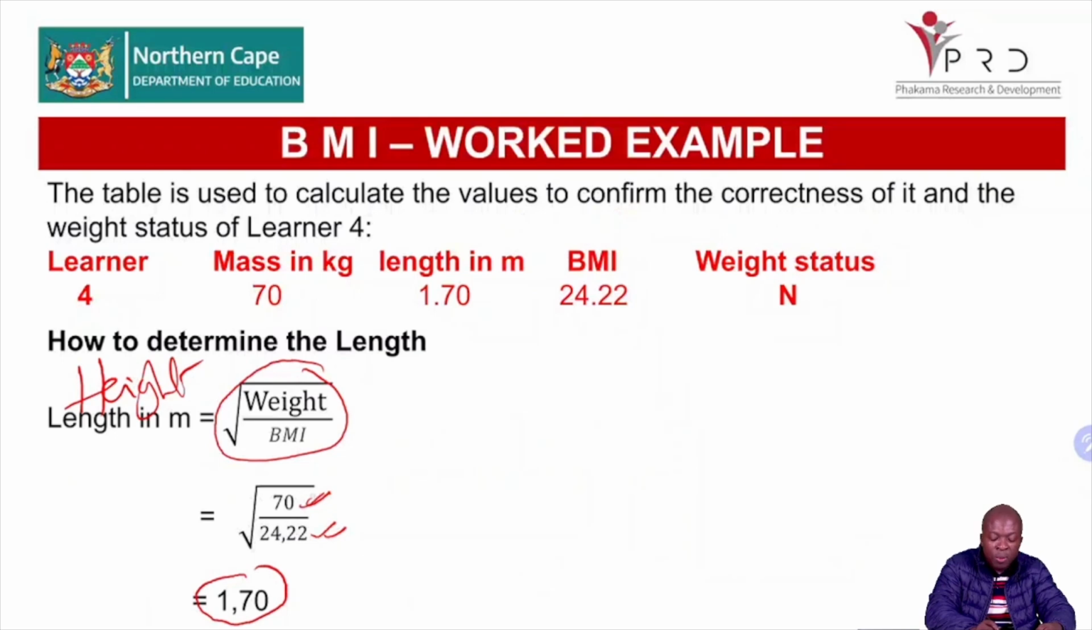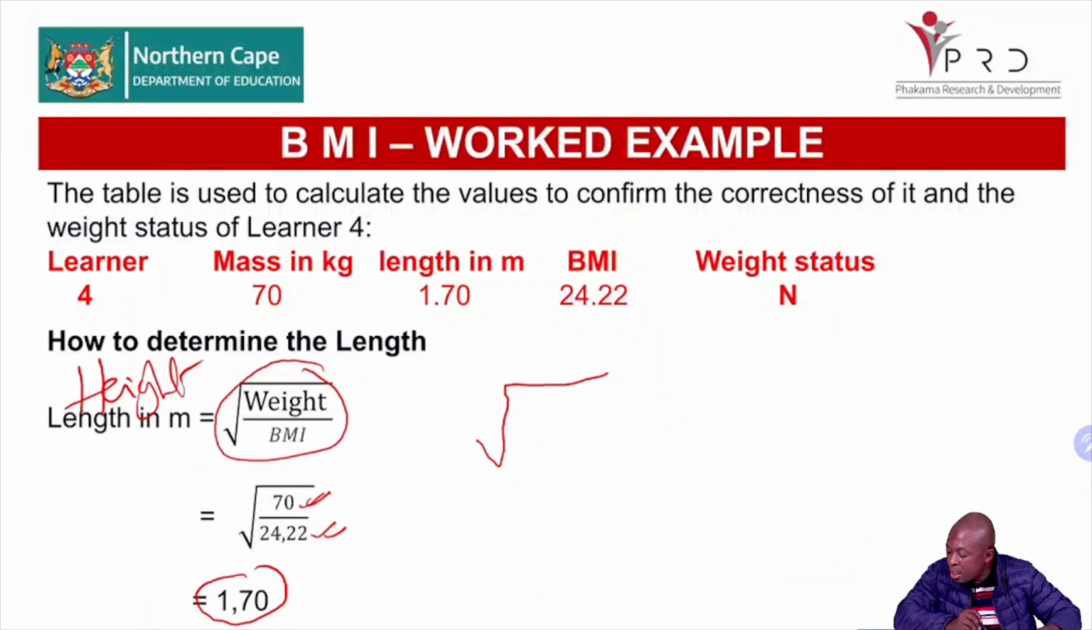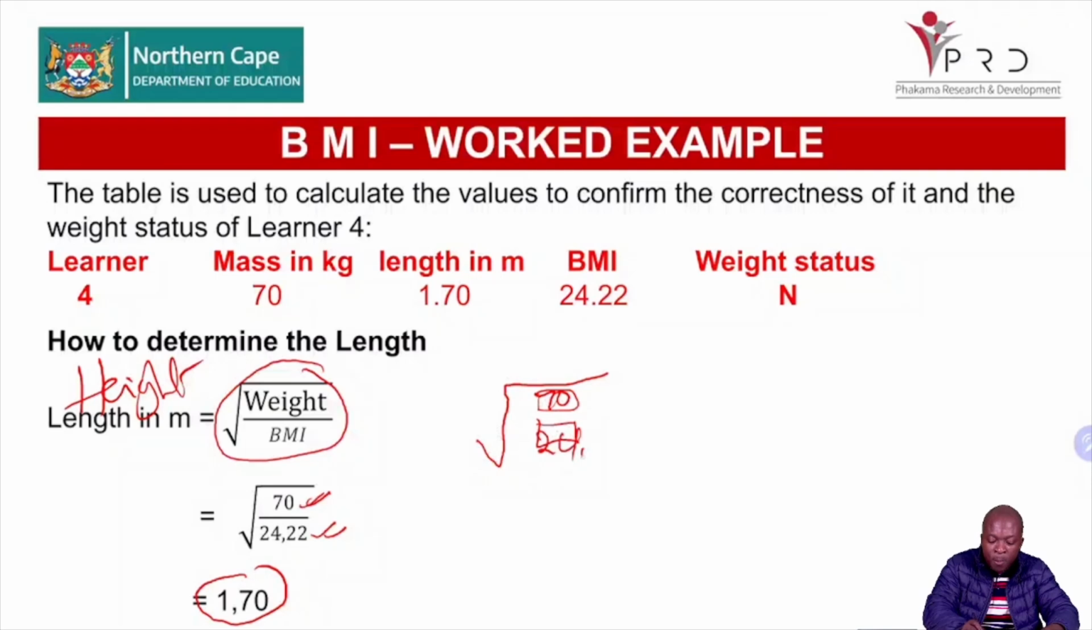Can you see this square root sign? When you are pressing, you first press the square root sign on your calculator. You should see it, the square root sign. Then you press your divide button. It will give you the fraction this way. So after you have pressed the square root sign and the divide button, you press 70 at the top, and then you shift it down and you press 24.22, and then you press equal to.